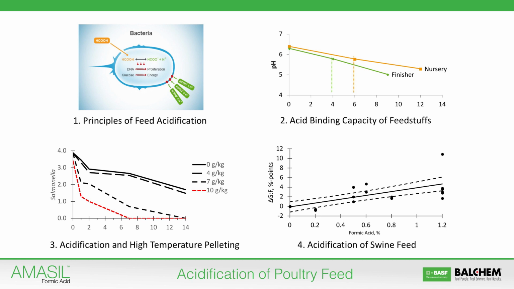In this presentation, we're going to touch on some of these topics that we've already talked about, but we're not going to go into them in depth here. We're going to talk more about how these different product value dimensions relate specifically to formic acid value in poultry production.